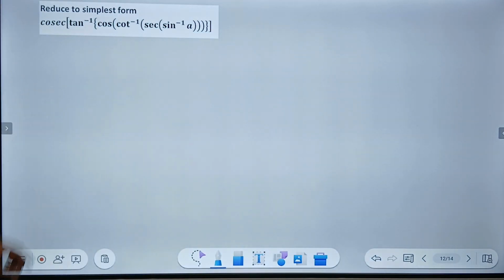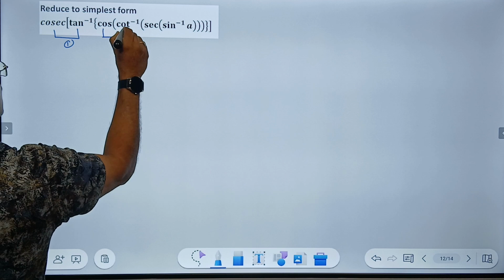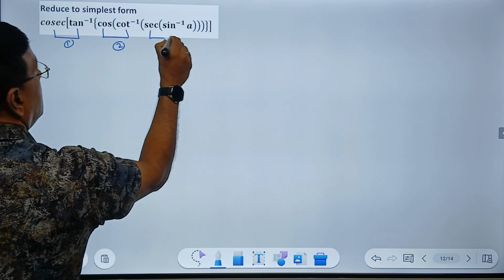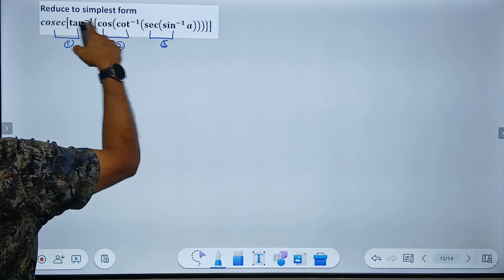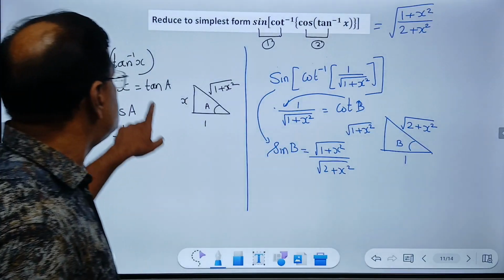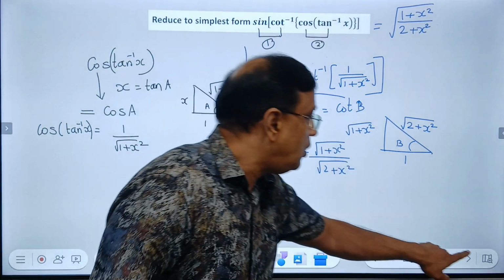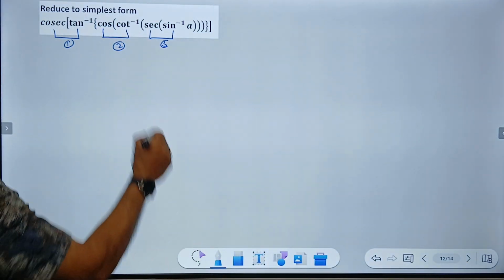You see how many terms are there? 1, 2, and 3. Trigonometry, inverse trigonometry. Here I used two alphabets, A and B. Obviously, in this problem, I'm going to use 3 alphabets. Let us see how to go about it.